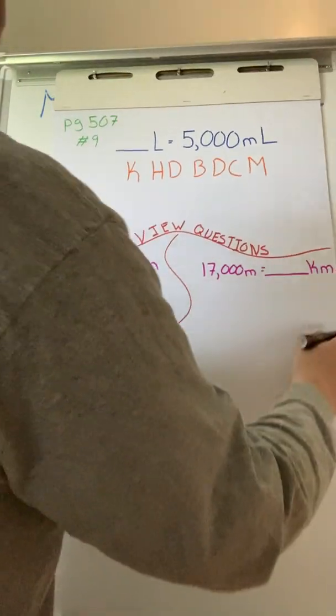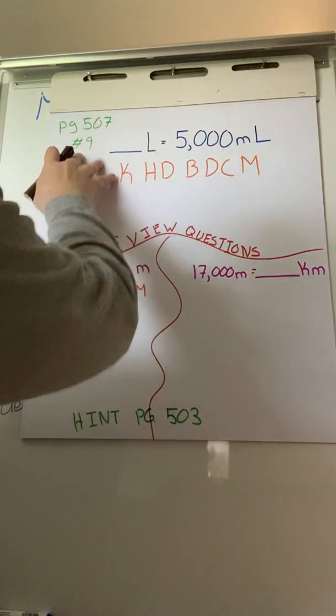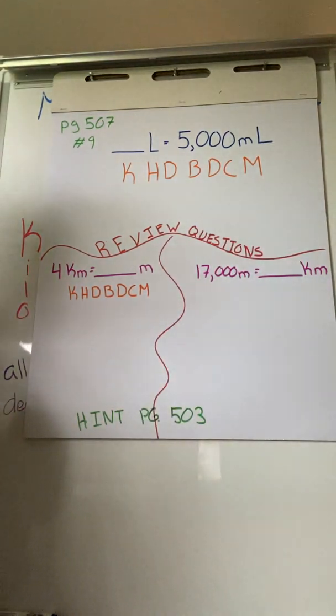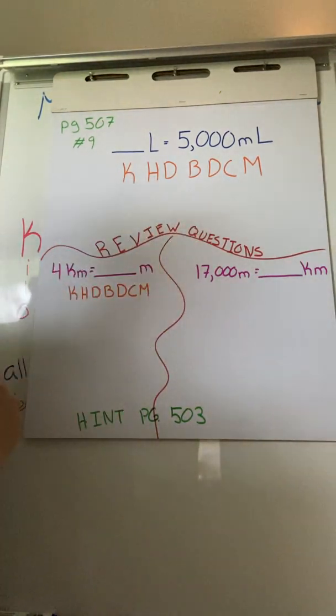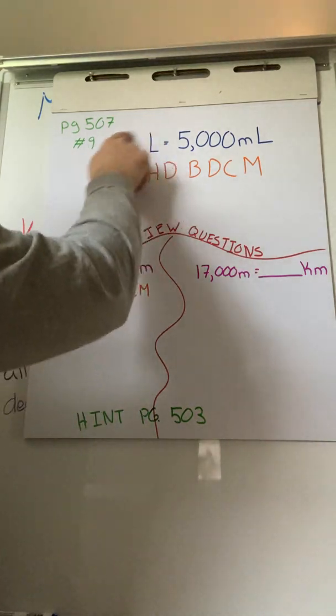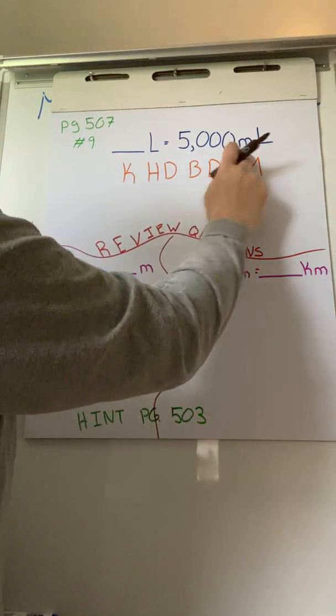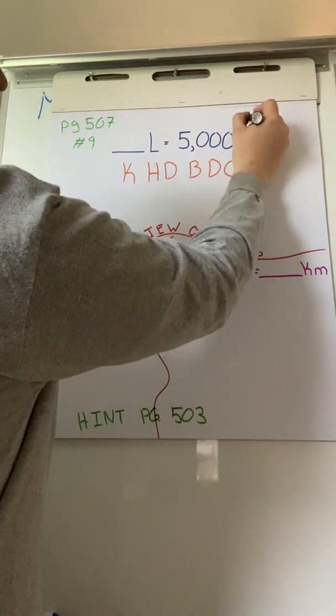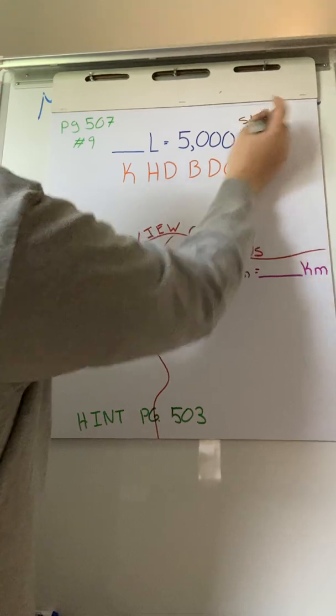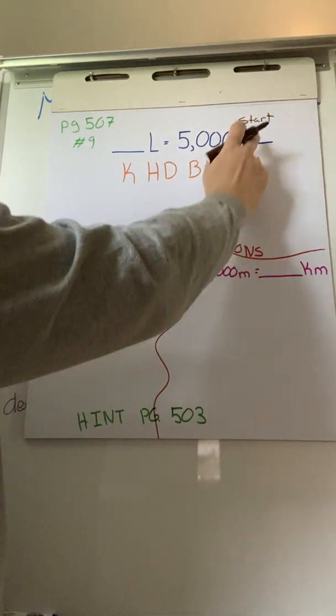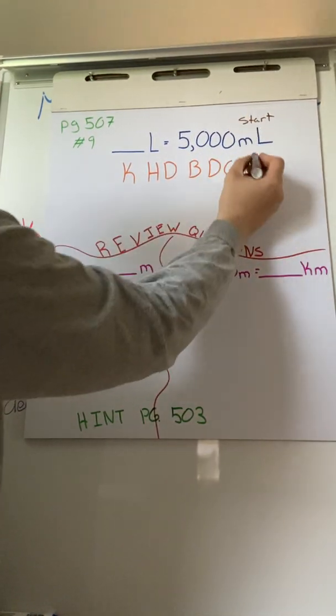All right. So here's another example, page 507. This is number 9. All right, and this one we wrote backwards a little bit, so you guys don't get in the habit of, well, the first number is always our start. Well, we don't know what this is. We're going to liters. We're starting at milliliters because that's the number they gave us. They gave us 5,000 milliliters, so that means we have to start here at milliliters.